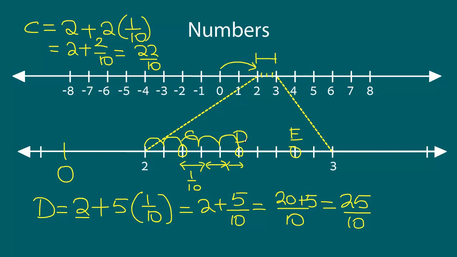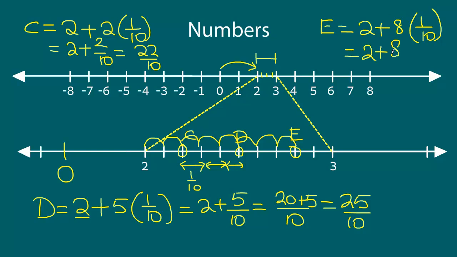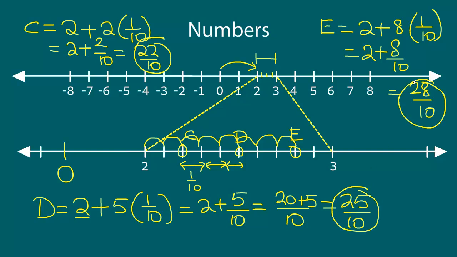Similarly, point E will be, so this is 5, 6, 7, 8. So point E will be, we have to again get to 2 plus 8 equal parts, each part 1 over 10. So we have 2 plus 8 over 10, or this will be 28 over 10. So what we are seeing here is that we are finding all these unfamiliar looking numbers in between these integers, right? And they don't look like integers.